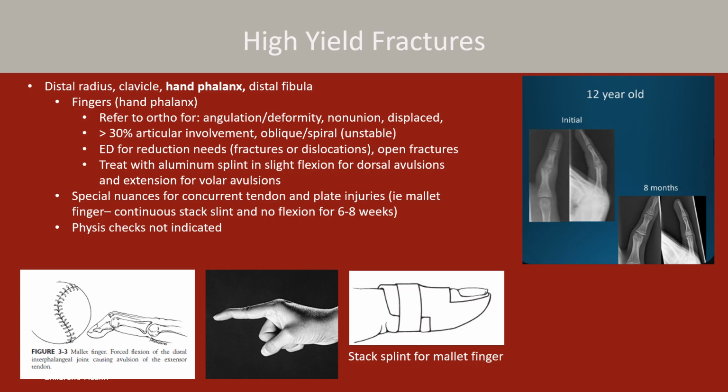On the right, you can see how well teenagers remodel phalanx fractures without surgery as yet another example of that robust remodeling. I also included the example of a mallet finger on this slide, which is when the plate that anchors the extensor tendon on the top of the finger avulses off. This patient will show you an extension lag in this case.